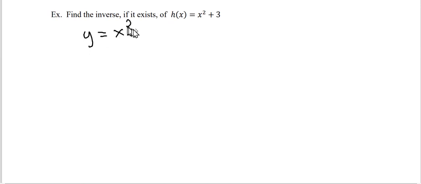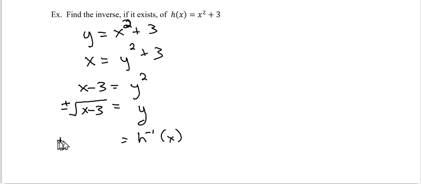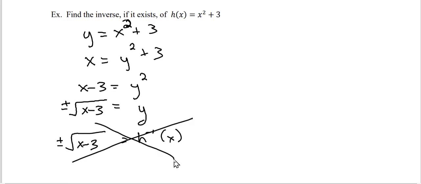y equals x squared plus 3. Switch the variables. x equals y squared plus 3. x minus 3 is y squared. y equals, oh, wait a minute. I would have to do plus or minus the square root of x minus 3 for that square root property, right? Problem, I cannot use this notation for this. That doesn't work because that is not a function.